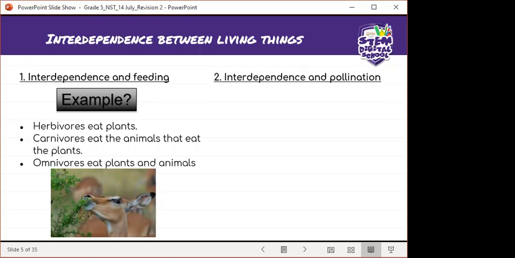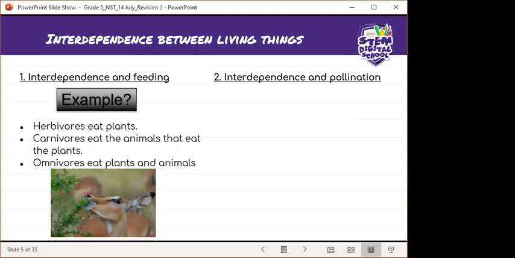The second type of interdependence that we find between living things is interdependence in pollination. All right, Sakura, I see your hand. I'm just going to cover interdependence in pollination, then I will get to you.